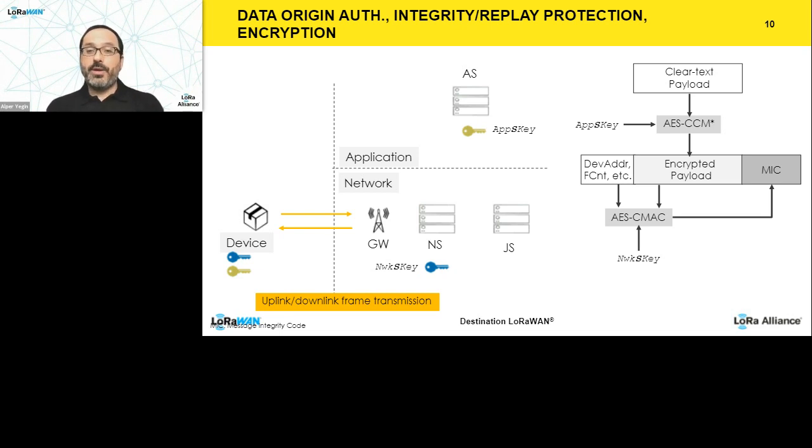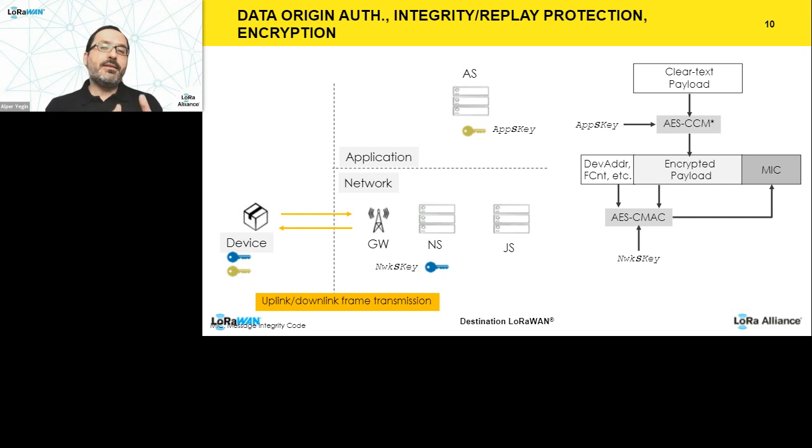And what we add to that frame are a couple other attributes. On one side, we add the device address in order to uniquely identify who the sender or receiver of this frame is. And secondly, a frame counter. And this is a non-repeating value that provides freshness for this frame in order to prevent any replay attacks.